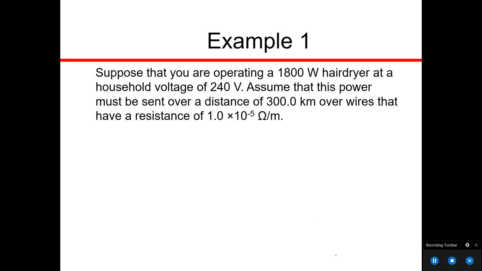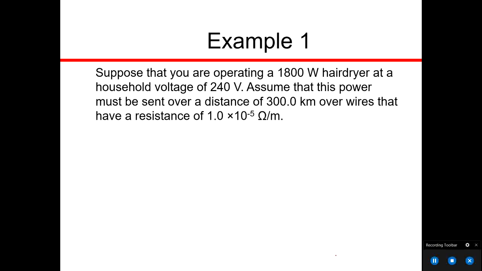Speaking of, example 1. Suppose that you're operating a 1,800 watt hair dryer at a household voltage of 240. So you plug it in, you look at your hair dryer, it tells you the wattage on the hair dryer, and this is the voltage that your house supplies. Assume the power must be sent over a distance of 300 kilometers over wires that have a resistance of 1.0 times 10 to the negative 5 ohms per meter. So we're pretending here, this voltage doesn't just come from your plug when you plug it in. This voltage is coming from a power plant that is 300 kilometers away.